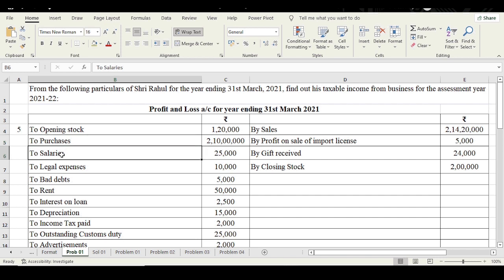Coming to salaries, again, it is an allowable expenditure because salaries you paid to the employees and there are no adjustments relating to salaries. So it is a fully allowable expenditure. Next is legal expenses. Per se, legal expenses are allowed because business will have to spend money for legal charges. Maybe for recovery of bad debts they have to file a case, or maybe for litigation, maybe for defending a contract, etc. For various reasons the business will have to spend money on legal charges. So legal expenses are allowed expenditure.